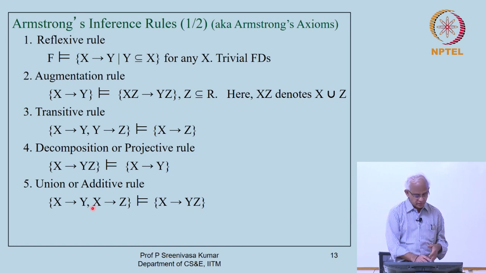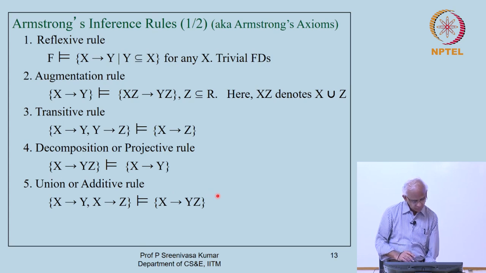Given that x determines y and x determines z hold, that means if two tuples agree on x, they are going to agree on y, they are going to agree on z. So, we might as well write that x determines yz, which is in some sense the inverse of the above rule, the projective rule. So, that is why it is called the union or additive rule.